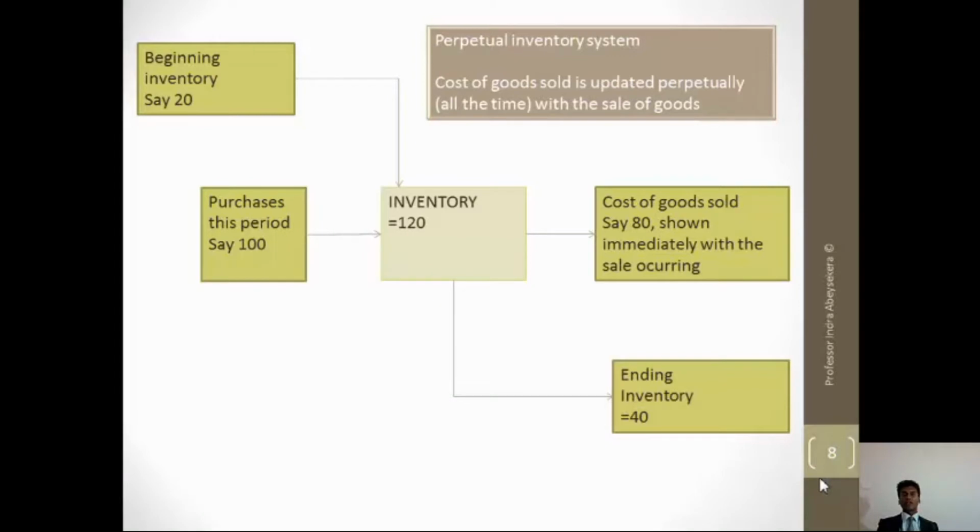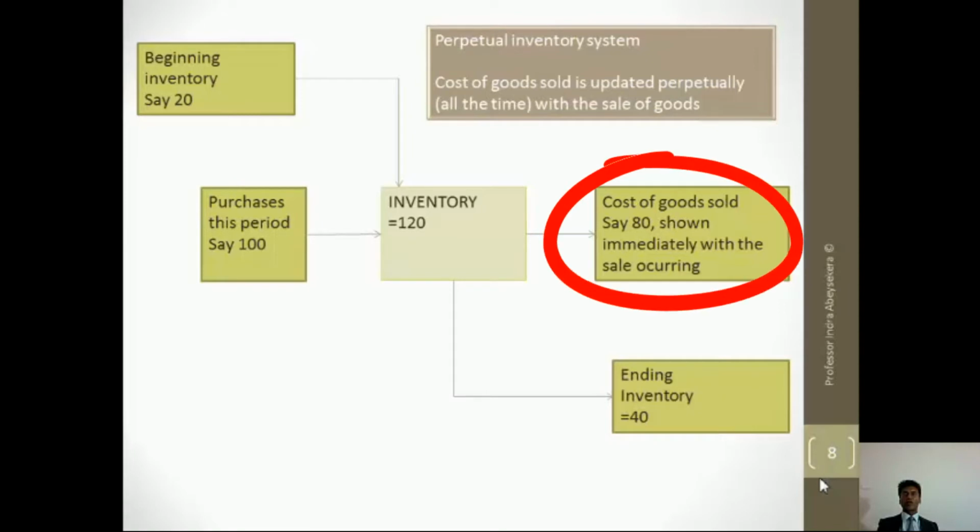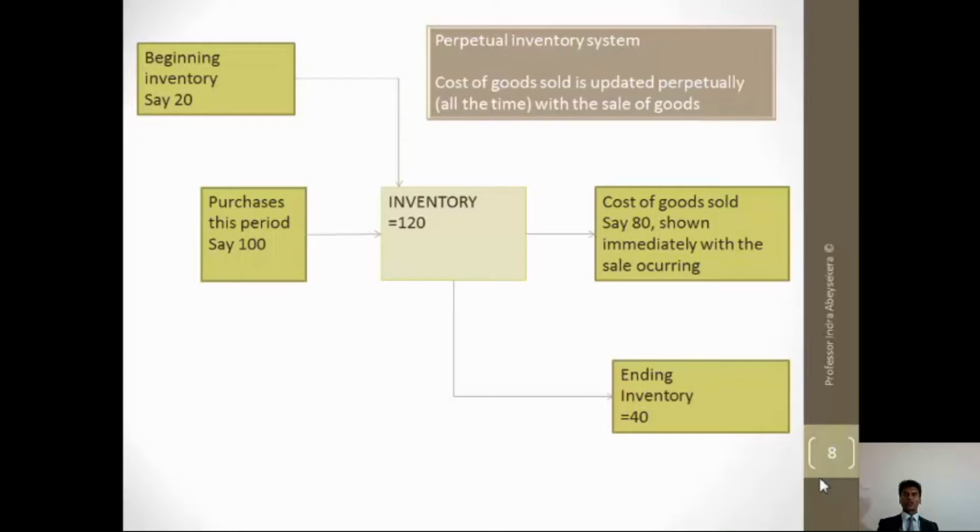And during the year, maybe some of this inventory was sold out. When it was sold, the cost of goods sold, let's say it's $80, is transferred into the cost of goods sold account. So at the end of the period, the remaining inventory is 120 less 80, and that is $40.